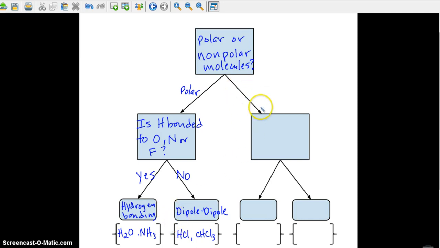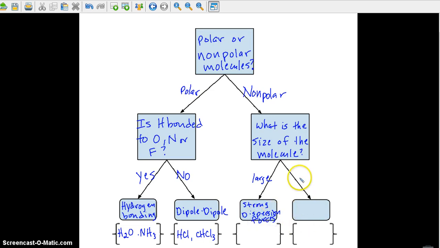Okay. Now if we come over here to the other side of the table where we have nonpolar molecules, now we want to look at the size, because that's how we're going to differentiate between weak and strong attractions between nonpolar molecules. So we want to ask ourselves, what is the size of the molecule? All right, so let's say that we have a really large nonpolar molecule, okay? Then we're going to have strong dispersion forces holding it together. If we have small nonpolar molecules, then we're going to have weak dispersion forces.